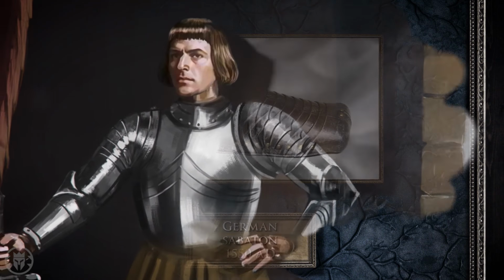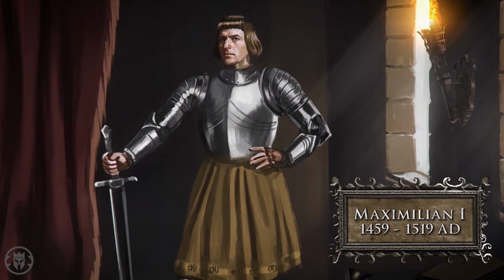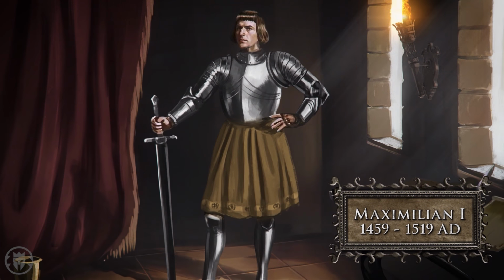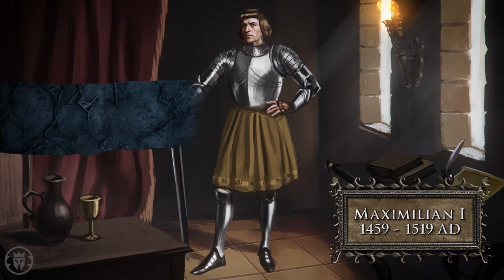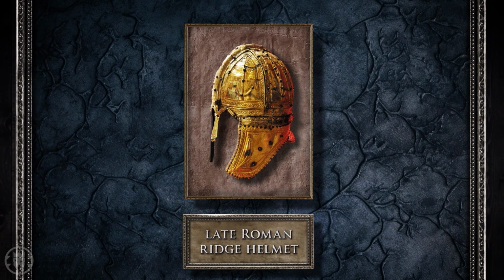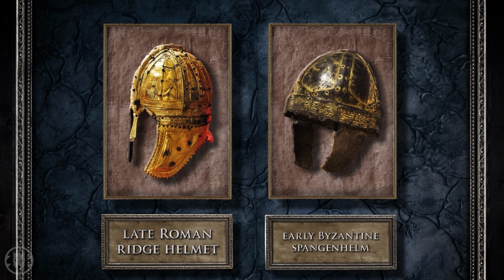Oftentimes, these developments in armour fashion also reflect a conservatism and continuity in traditional craftsmanship, and the training of new generations of artisans, broken only by major revolutions in technology or society. An excellent example of this is the Germanic migrations, where the late Roman ridge helmet disappears from the archaeological record, and the early Byzantine Spangenhelm or band helmet is introduced, which seems to reflect an influx of steppe and Gothic armourers into the arms factories of the Eastern Roman Empire.